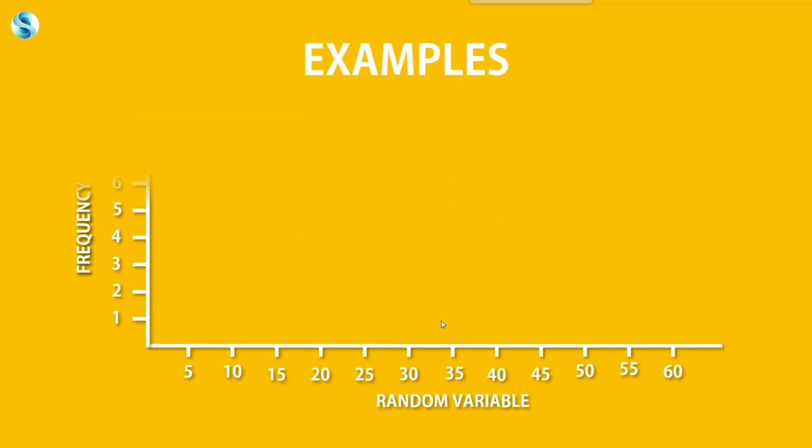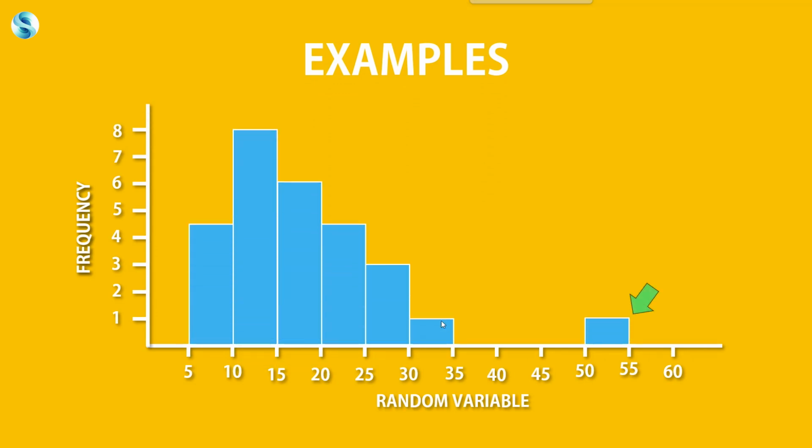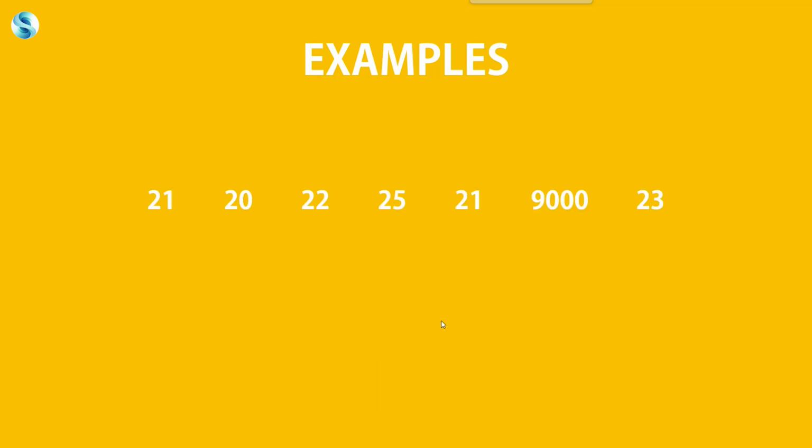So if I had a histogram that looks like this, we can see that this point is numerically distant from the dataset. Because of this, the data value can be classified as an outlier. Now, in this dataset, we see that the number 9000 is significantly larger than all of the other data points. So this data value can be classified as an outlier. And in this dataset, the outlier is the number 3, because it's significantly smaller than all the other data values. In other words, it is numerically distant from the entire dataset.